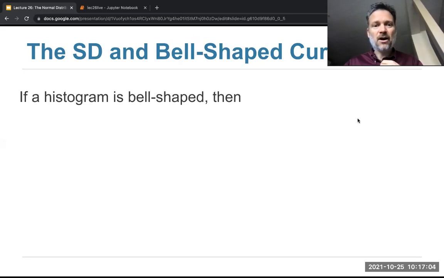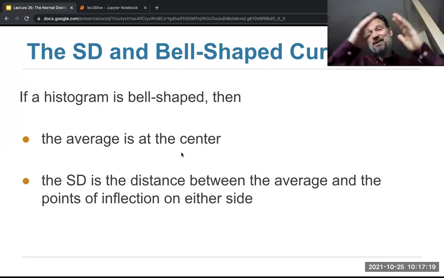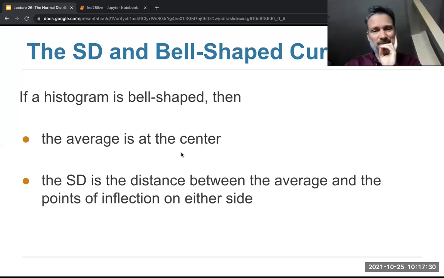Okay, so here's a rule of thumb for eyeballing the standard deviation if you have a bell-shaped curve. If the histogram is bell-shaped, then the average is at the center. The highest part of the bell is the average. And the standard deviation is the distance between that average, that center, and the points of inflection on either side. And what do I mean by points of inflection?